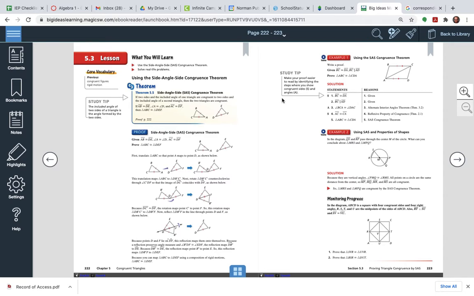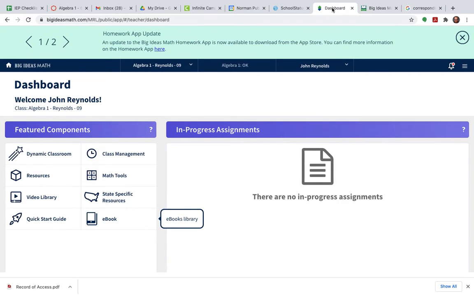Welcome back to geometry. We're going to talk a little bit about the first chapter that we're going to tackle this semester. It's on triangle congruency. Let me go a little bit further back and talk about big ideas.